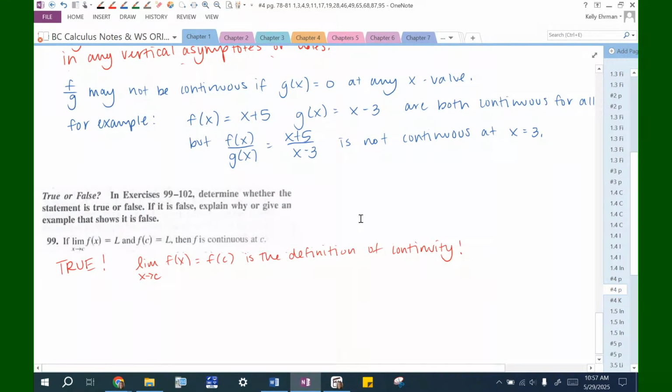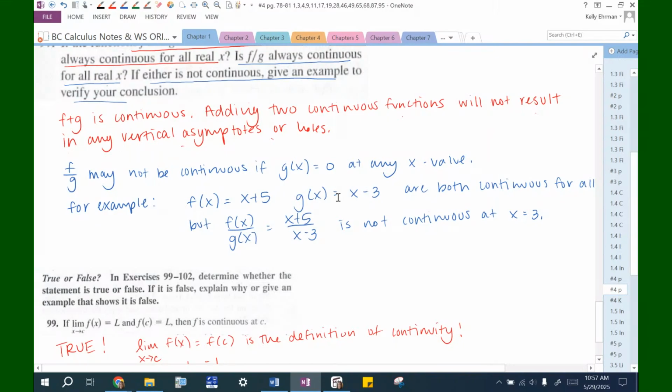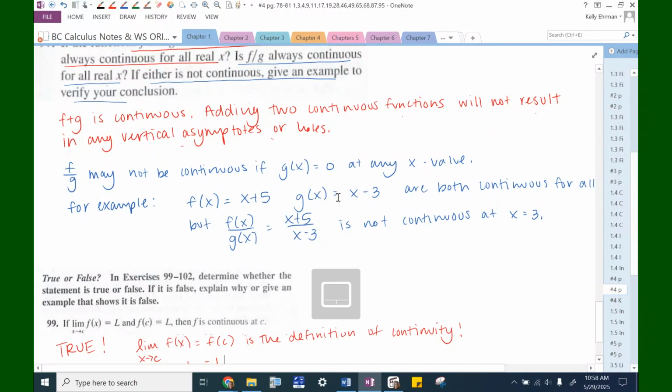And then just one true or false problem. Number 99 here: if the limit as x approaches c equals L and f of c equals L, then f is continuous at c. This is true because it's the exact definition of continuity. The limit at c is equal to f of c, and both of those are equal to L. L equals L. If you have any questions on this assignment, please come into office hours or ask me during class. We should have a little bit of time to go over things.